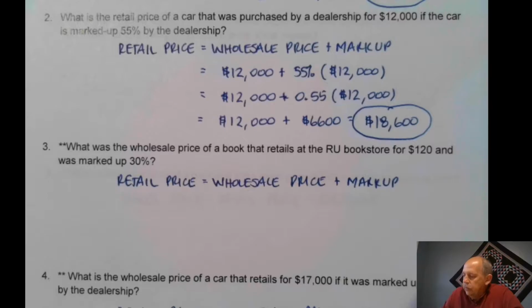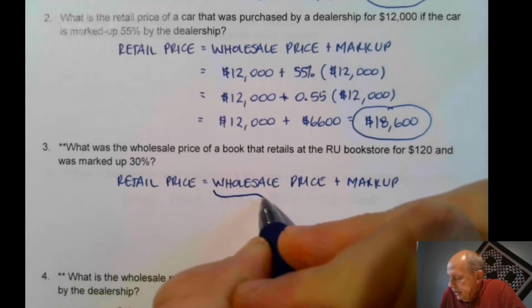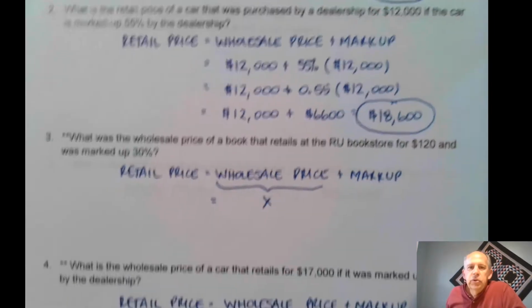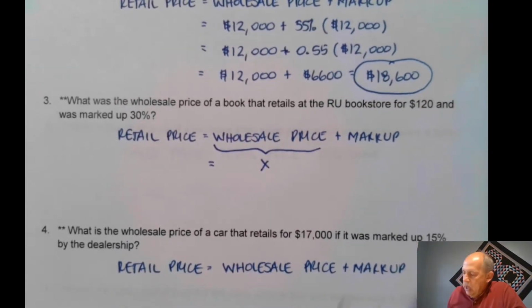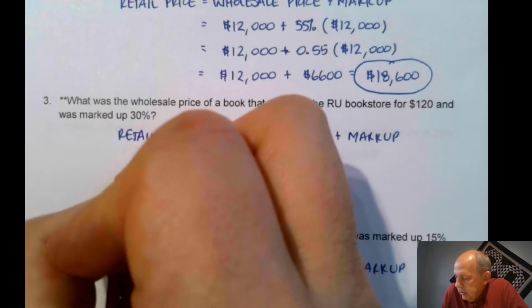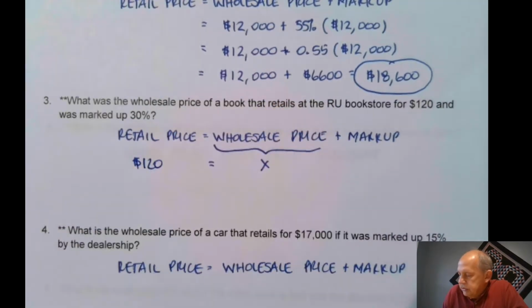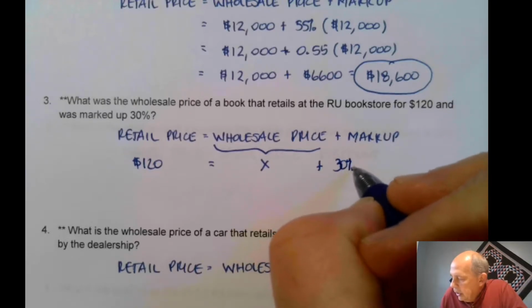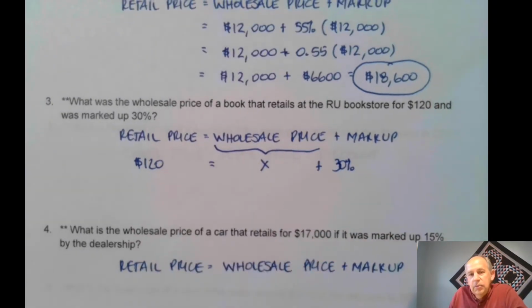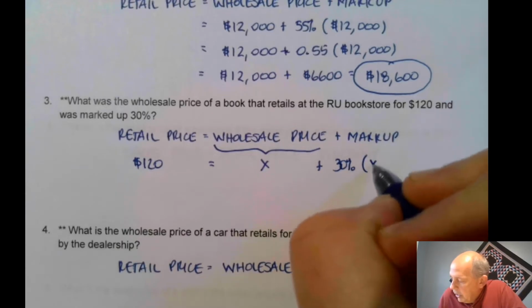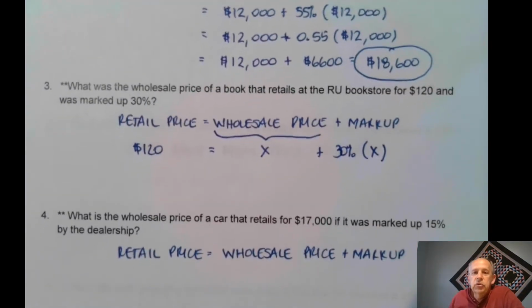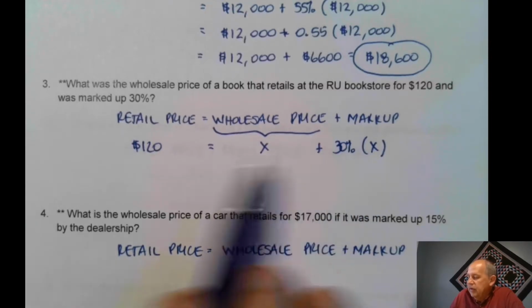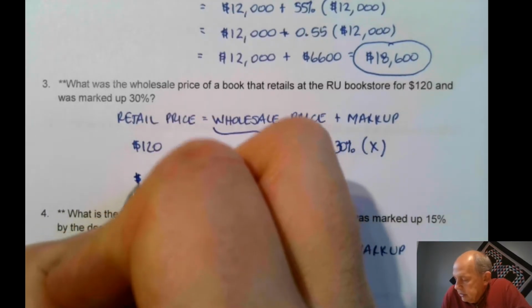We are looking for the wholesale price this time. I don't know what that is, so I'm going to call that X. We know that a book at the bookstore costs $120, and they marked the book up 30% more than what the bookstore paid for it. I don't know what the bookstore paid for it. That's what I'm solving for. So I now have an X in this problem.